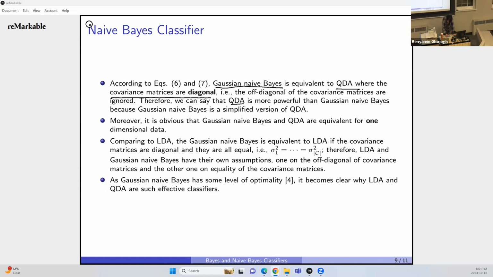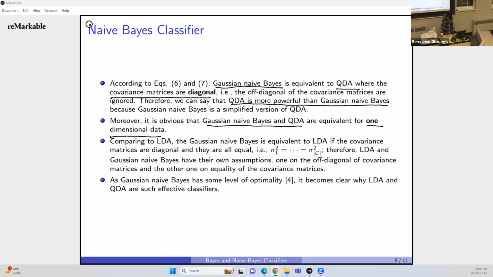Therefore, we can say that QDA is more powerful than Gaussian naive Bayes. Note that Bayes is more powerful than QDA, but QDA is more powerful than Gaussian naive Bayes, right? It is obvious that Gaussian naive Bayes and QDA are equivalent for one-dimensional data, right?